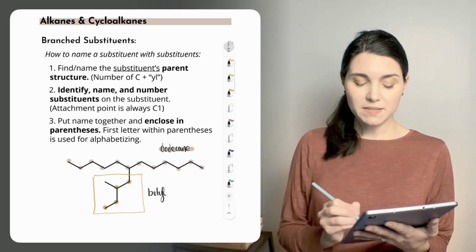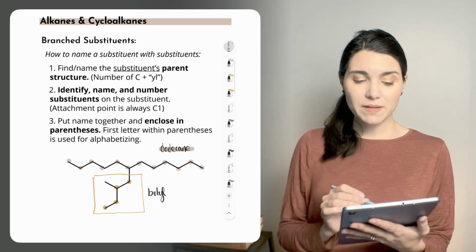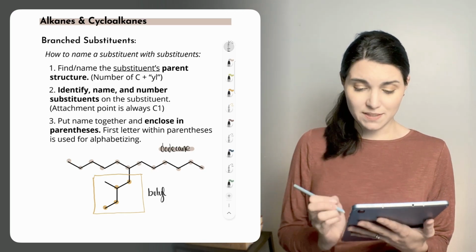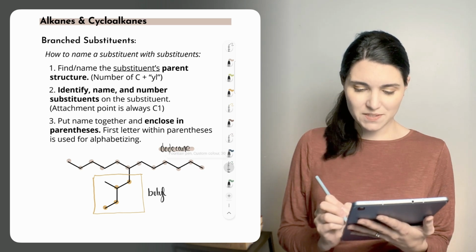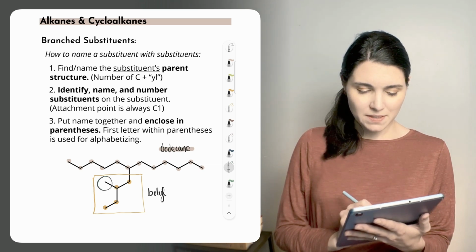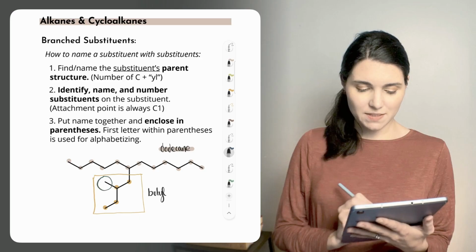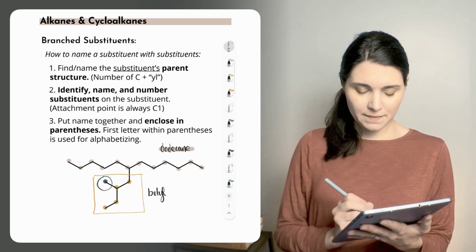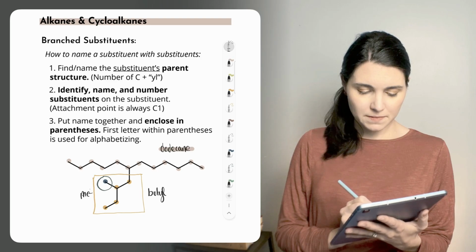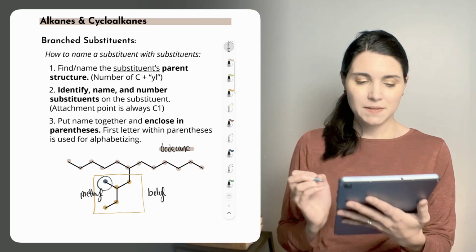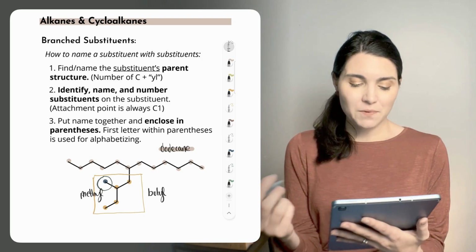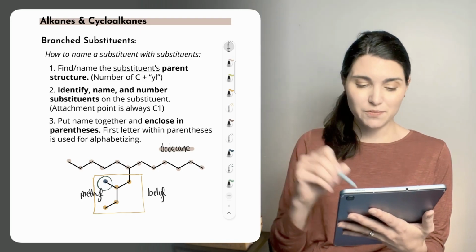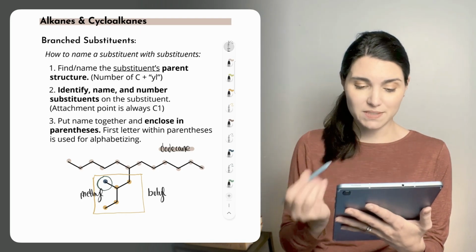for 4 carbons. Then we're going to identify and name the substituent that's on the substituent. So I'm going to circle this in blue. There's a methyl substituent on that butyl substituent. Okay, and then we're going to find a locant for the methyl group, a locant that refers to where it is on the butyl substituent.